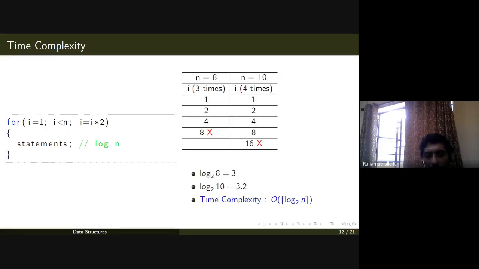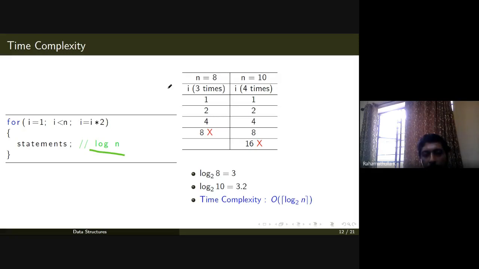Now let's look deeper into the log n complexity. Let's say the value of n equals 8. Then we will see how many times this loop will be executed. In the previous case, we have seen that it takes log n time.